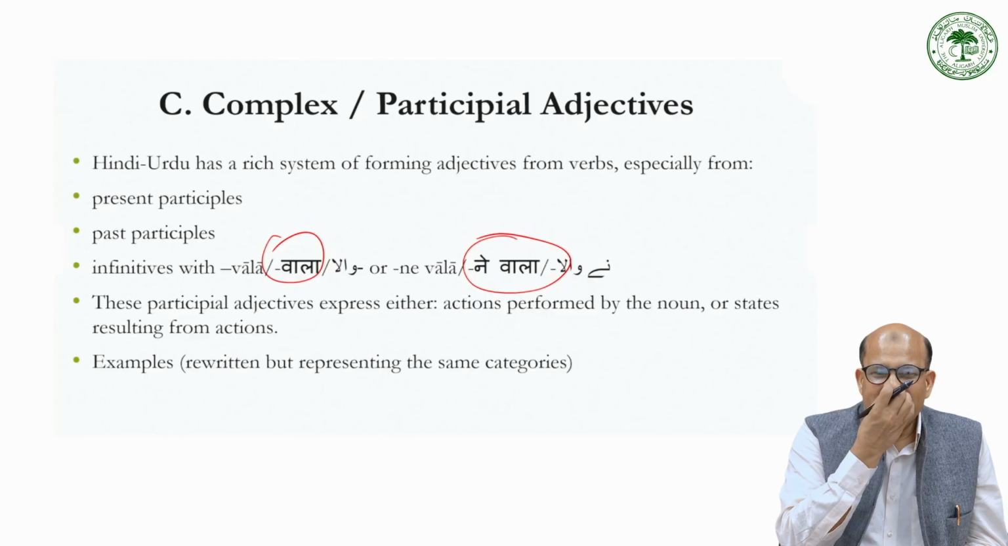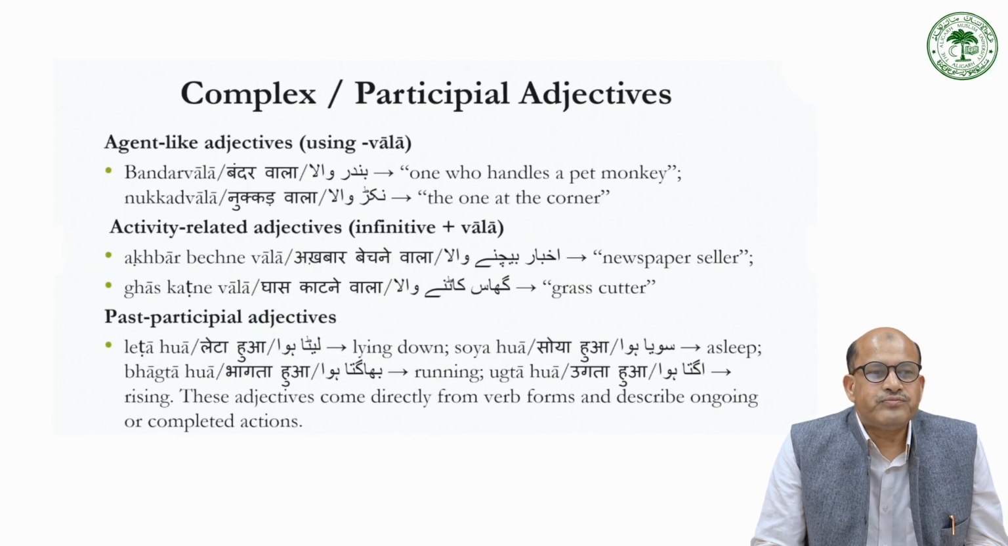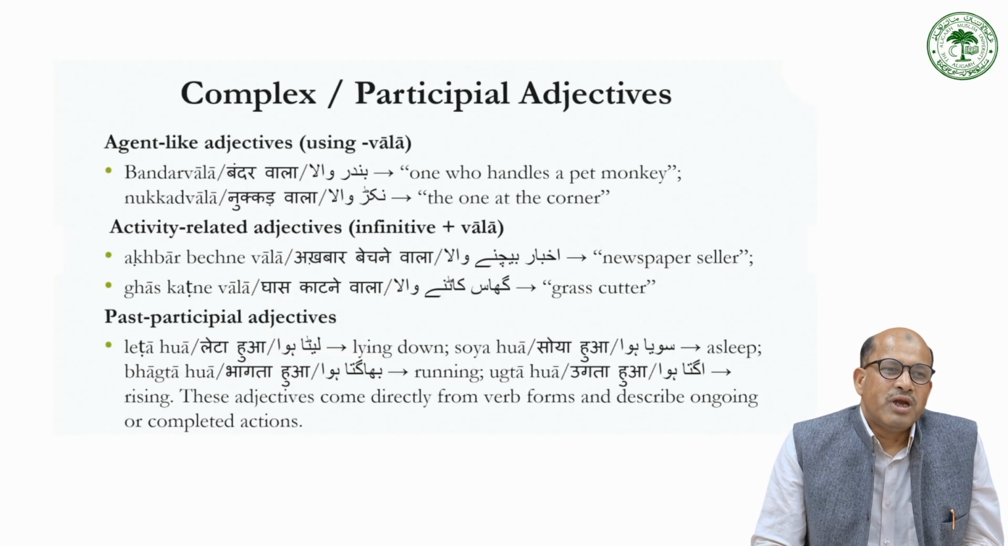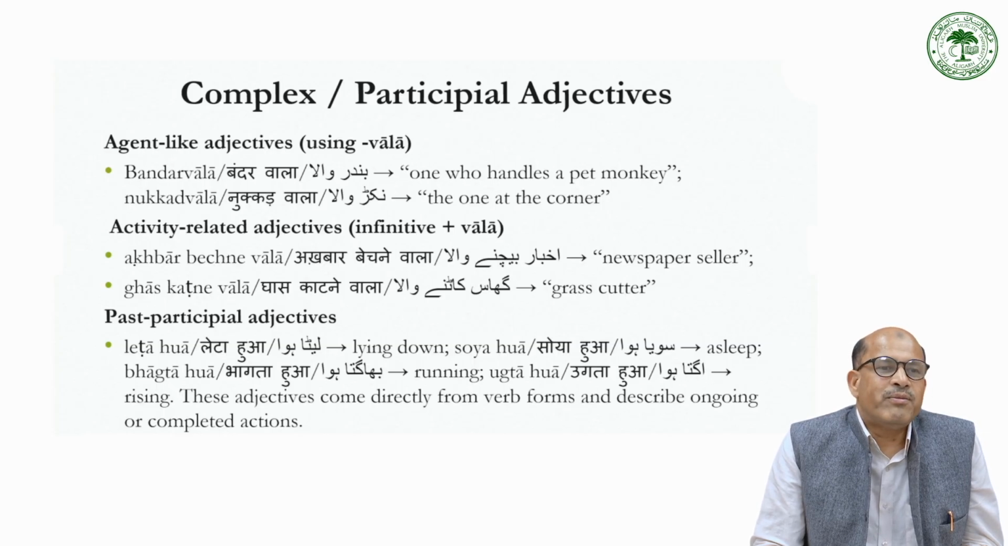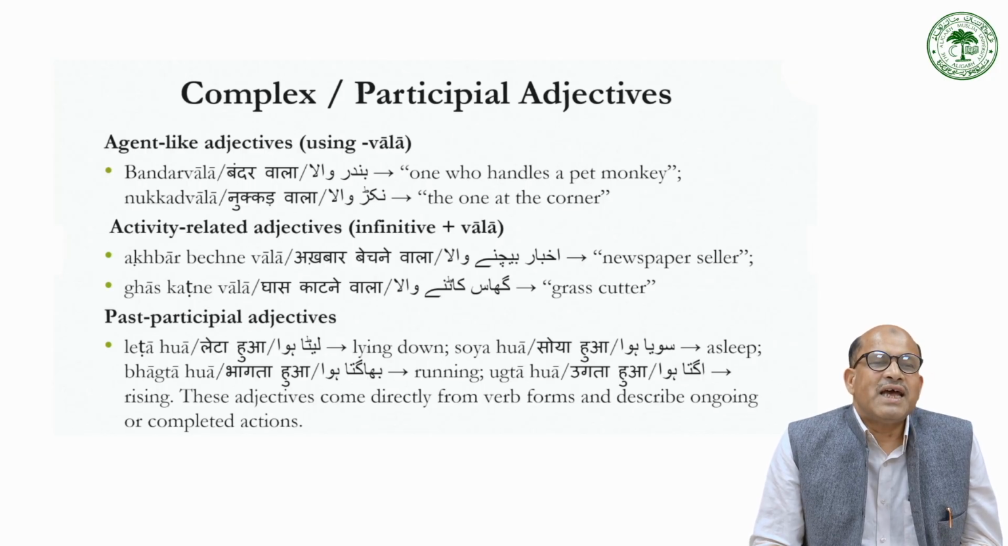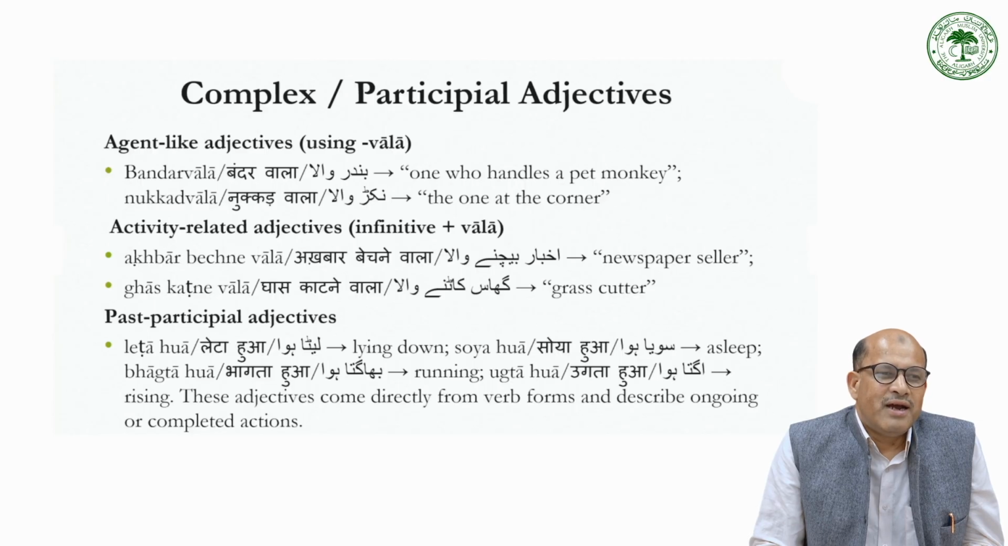Examples rewritten but representing the same categories. If you look at this, agent using wala, agent like bandar wala, one who handled a pet monkey, nukkar wala, the one at the corner. Activity related adjective, infinitive plus वाला: अखबार बेचने वाला, newspaper seller, one who sells the newspaper; घास काटने वाला, the grass cutter, one who cuts the grass. So these are very commonly used adjectives in Hindi Urdu.